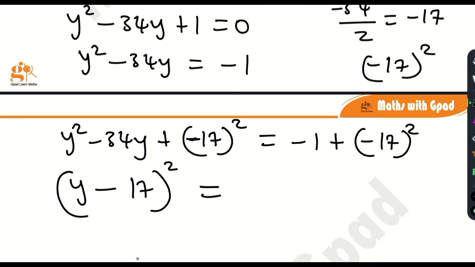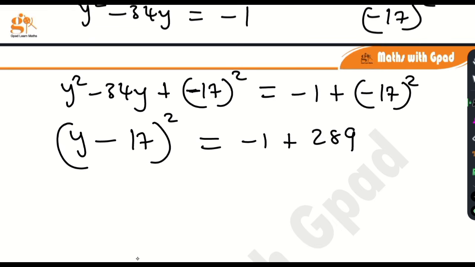So this is equal to what? Negative 1 plus negative 17 raised to the power 2 is what? 289. Yes, it is. Now, I'll just repeat this, square it again. What is negative 1 plus 289? That's 288. What's the next thing? Of course, you already know.